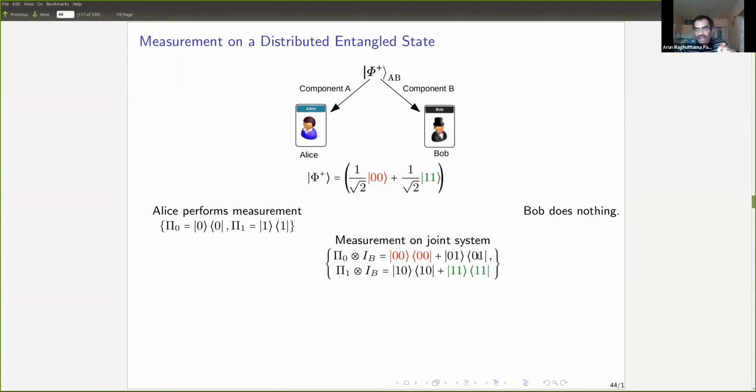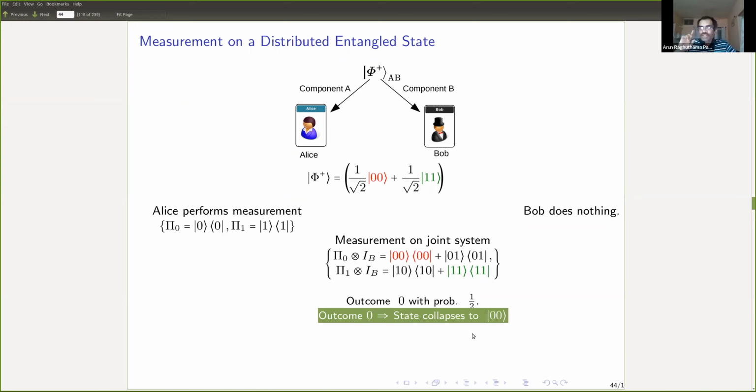And remember, Alice performs the measurement, Bob is remaining silent. Okay, so Alice gets an outcome. She gets the outcome 0 with probability half. If she gets the outcome 0, the system collapses to ket 0 0. If she gets the outcome 1, the system collapses to 1 1. So outcome 0 occurs with probability half, and the state collapses to ket 0 0.